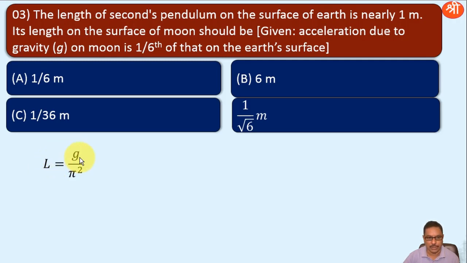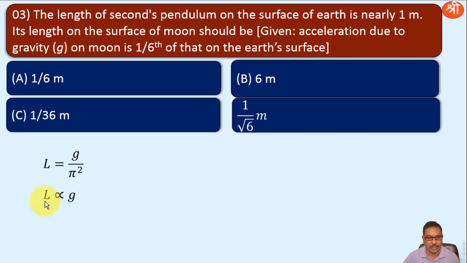And this acceleration due to gravity is different for different planets. Here, it is given that the value of the length of seconds pendulum on Earth is nearly 1 meter. What will be the value of the length of seconds pendulum on Moon if acceleration due to gravity on Moon is 1/6 of that on Earth's surface? Means acceleration due to gravity on Moon is 6 times less than acceleration due to gravity on Earth's surface. So how to find out that?